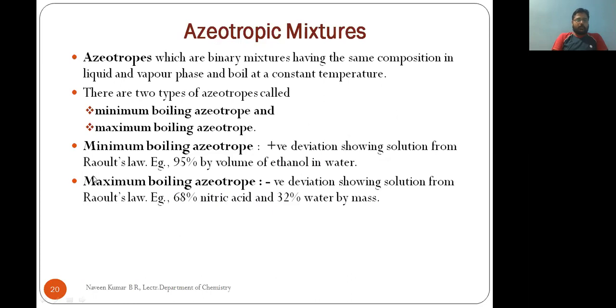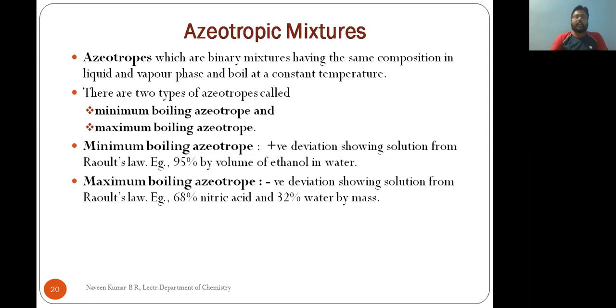So, simple concept: the constant boiling binary mixture has the same composition in its solution phase as well as in the vapor phase. If the solution shows positive deviation from Raoult's law, they form a minimum boiling azeotrope. If the solution shows negative deviation from Raoult's law, then they form a maximum boiling azeotrope. So these are the main concepts of the solution types we need to understand.